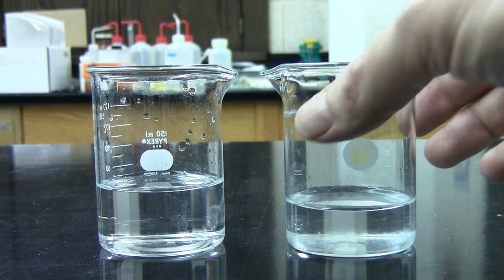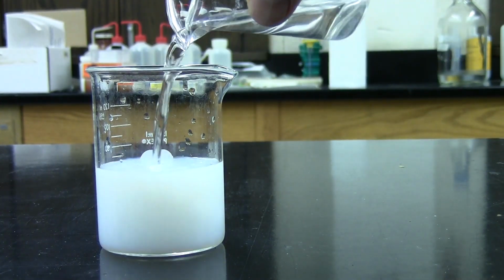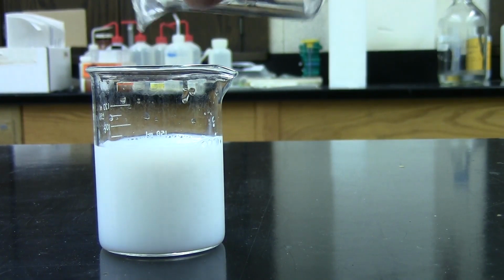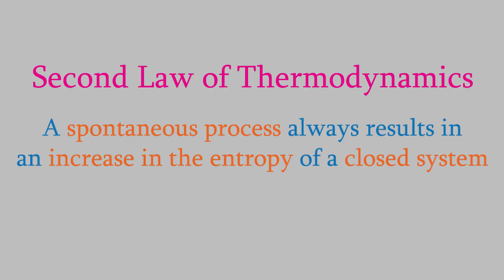To understand why this reaction can still happen, we just need to remember the details of what the second law actually says. The second law states, a spontaneous process always results in an increase in the entropy of a closed system. The key here is those last 4 words. It turns out that the beaker where this reaction takes place is not a closed system.